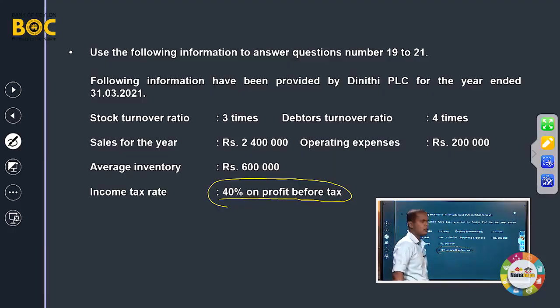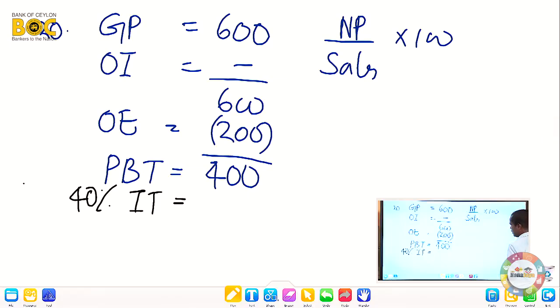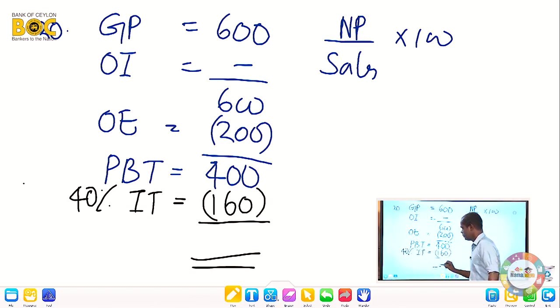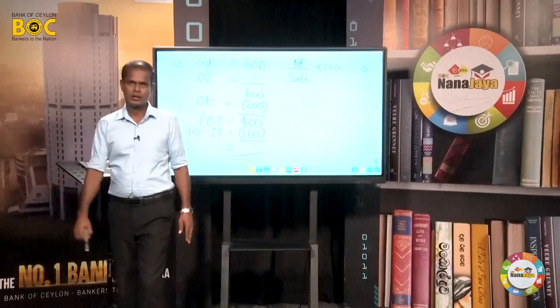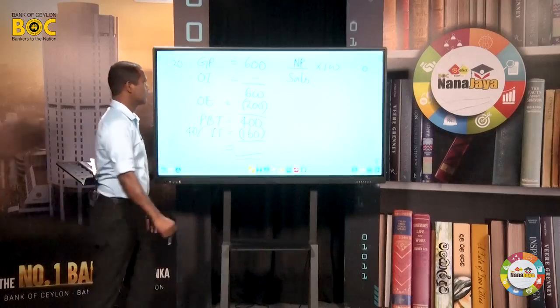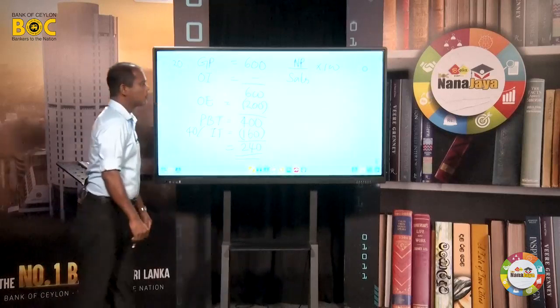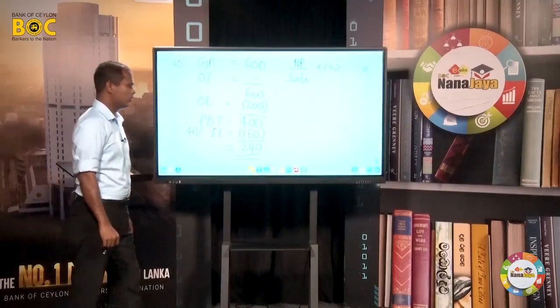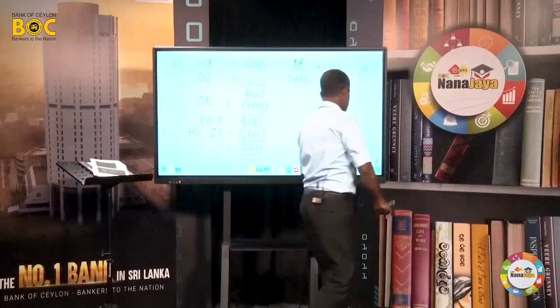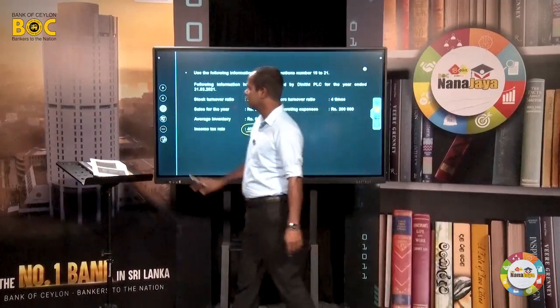Now we have already found profit before tax. How much profit before tax? 400,000. The 400,000 into 40% is 160,000. Now the profit for the period is 240,000. Right. Then again we'll check the question requirement.